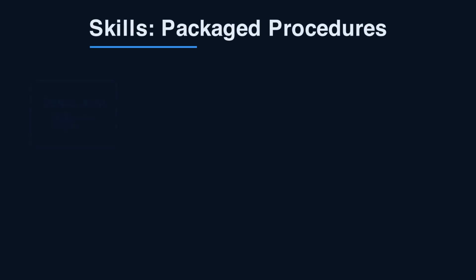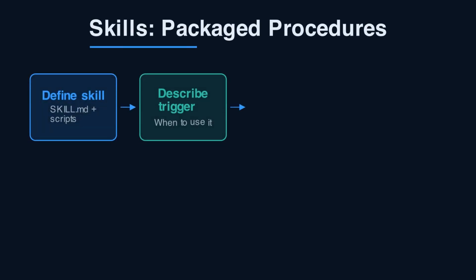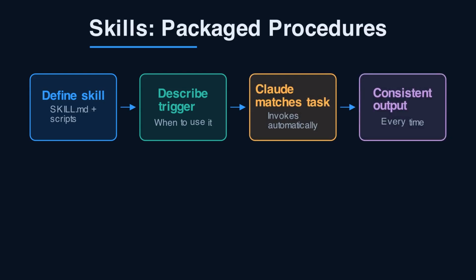The pain: you paste the same multi-step recipe every week. Skills fix that by packaging a procedure Claude can invoke. A skill is a folder with a skill.md and optional scripts. Claude reads the description and triggers it when the task matches. Use skills for things like releasing, migrations, or report generation. They turn tribal knowledge into something the agent runs consistently.